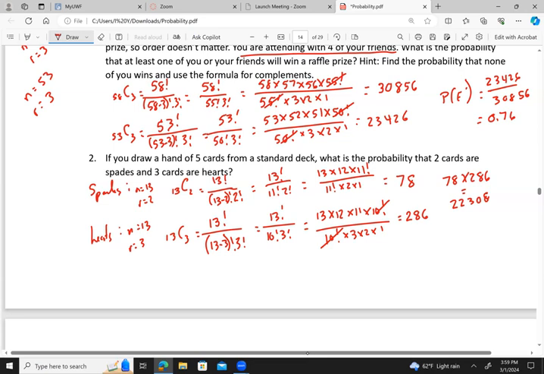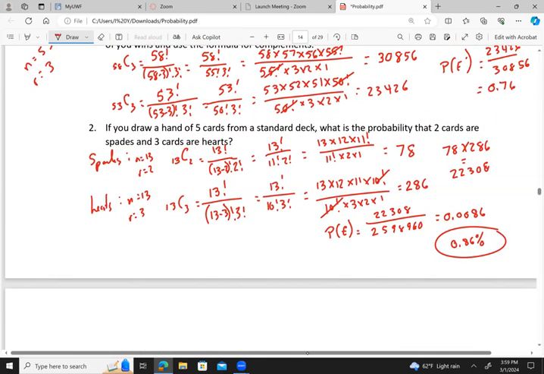So now the probability of the event I'm looking for is simply 22,308 divided by 2,598,960, which gives me roughly 0.0086, or 0.86% roughly. Okay, and that finishes our section 7-6.